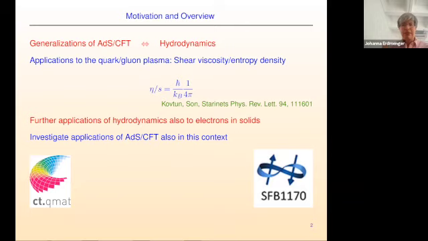So today I'm going to talk about further applications, now in the context of condensed matter physics, where one looks at hydrodynamics also applied to electrons in solids.